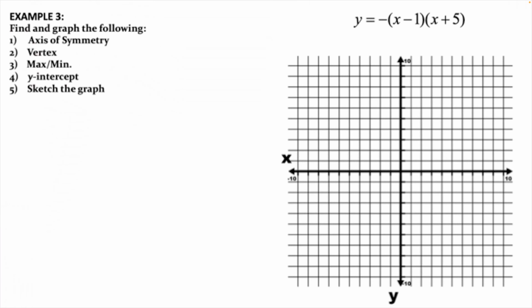The difference with factored form is it gives you 2 extra pieces of information. It gives you the x-intercepts. Sometimes they want that, sometimes they don't. If they want it, we got it. Okay, yes?